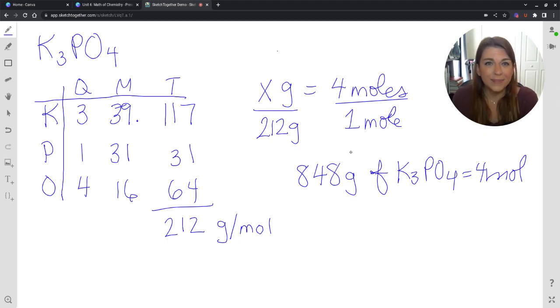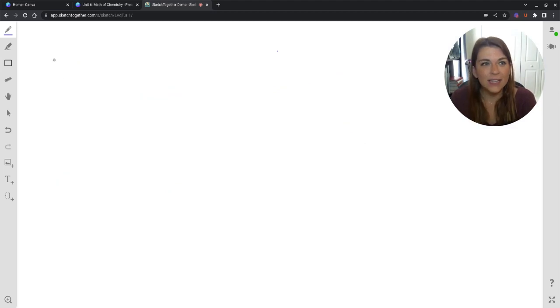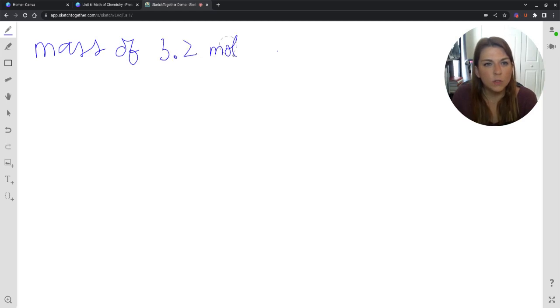Sometimes things get a little bit more hairy, so I'm going to show you a few more examples. Okay, let's say I needed to know the mass of, I don't know, 3.2 moles of calcium hydroxide. That is CaOH2. So if I want the mass of just 3.2 moles of this, I have to find out the mass of 1 mole of it first because that's my conversion factor.